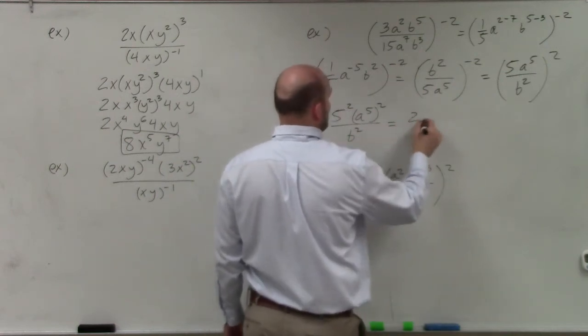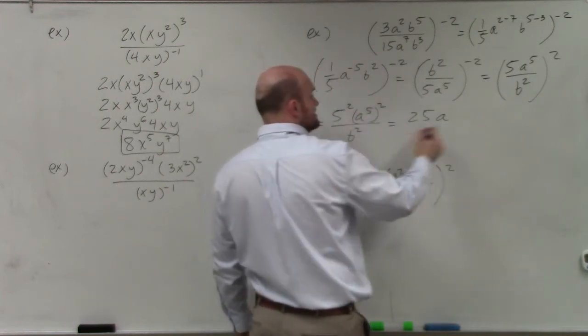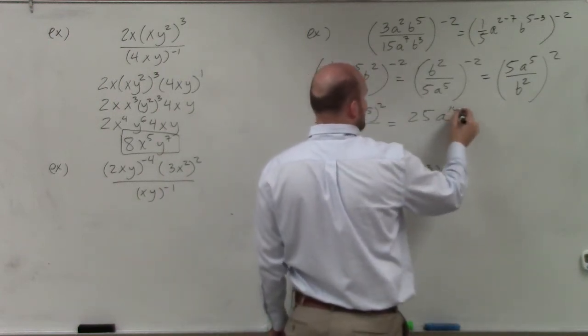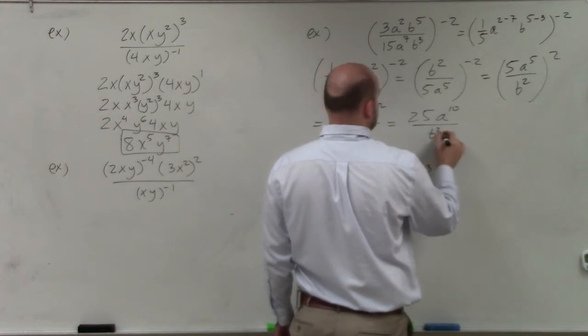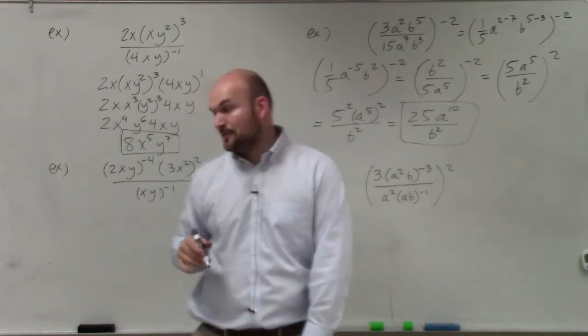And therefore, I have my final answer of 25a. Power rule: a to the fifth raised to the second, you multiply them, so that's going to be a to the 10th over b squared. And that would be my simplified answer.